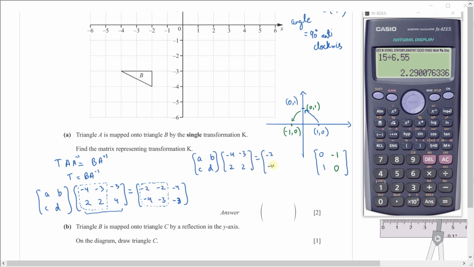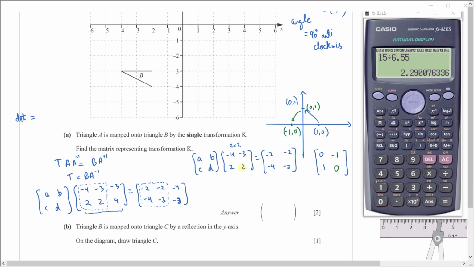So -2, -4, -2, -3. So now you just have to find the inverse of this 2 by 2 matrix and multiply it on this side here to cancel it out, and then on this side here to get the matrix ABCD. So to find the inverse, we need to first find the determinant. So let's call the determinant DET here.